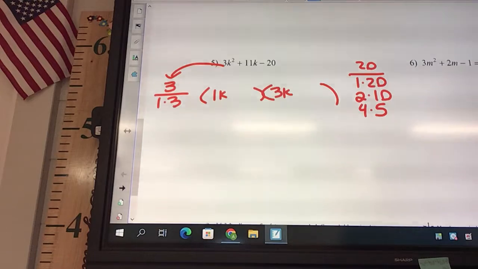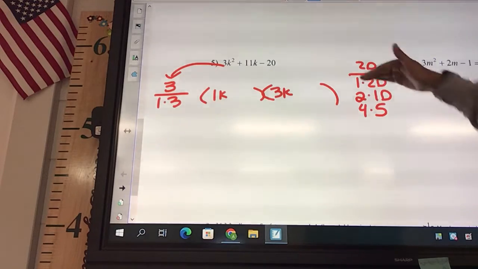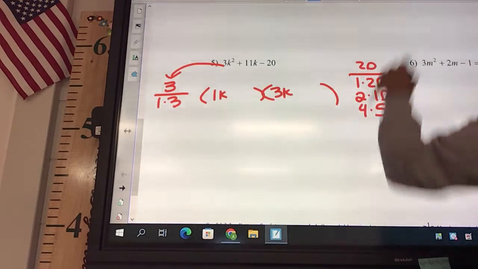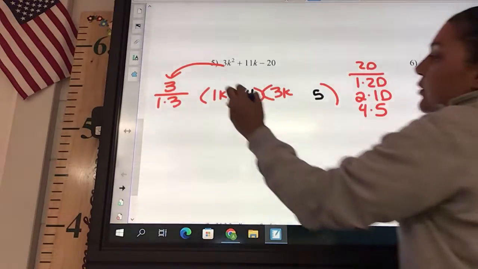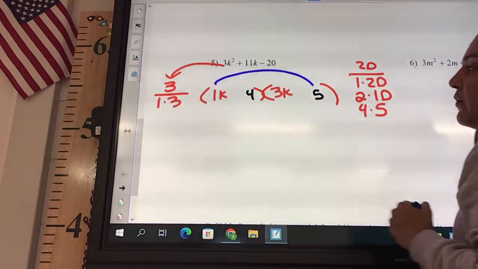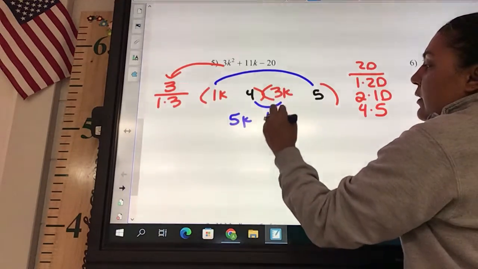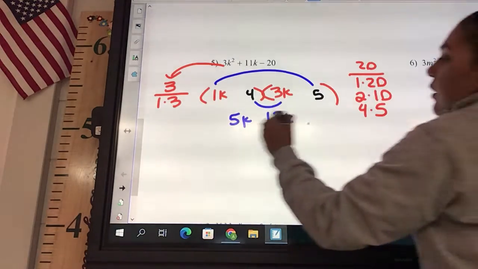My suggestion to you would be, when we're talking about bigger numbers like this, it's probably not going to be 1 and 20. I would pick from the lower end and work your way up. So let's start at the bottom. We'll start with 4, then 5. Check the outer: 1 times 5 will be 5K. The inner, 4 times 3 is 12K. Would 12 and 5 ever give me an 11? No. So we know this one doesn't work.